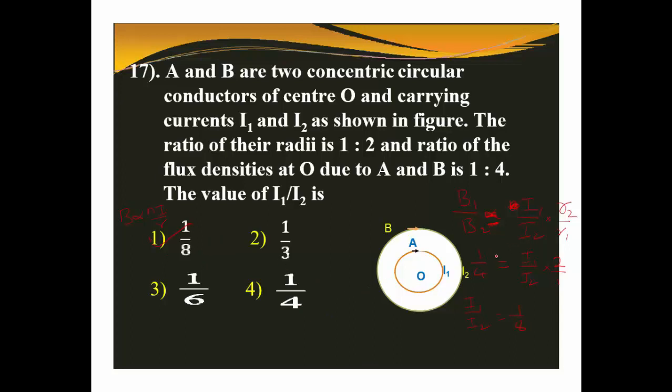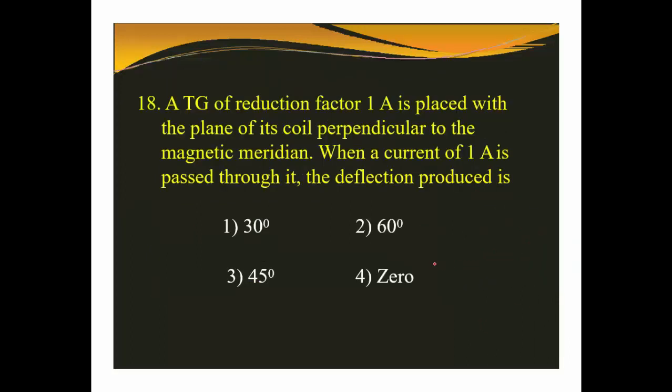Okay, so we go for the next question. Next question is a tangent galvanometer. A tangent galvanometer is a type of galvanometer which works on the tangent law. The tangent law is I equals K tan theta. Here the tangent galvanometer has a reduction factor.